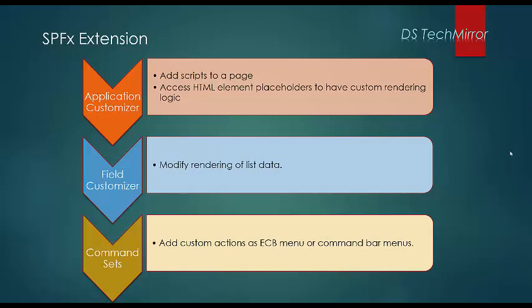Field Customizer is mainly used to alter the rendering of the list data or values. For example, let us assume that you have a mark sheet list and you are logging students' details and their respective marks in their respective subjects in the list. If you would like to color code the marks based on their percentage and indicate the pass and fail percentage, you can do that using Field Customizer.